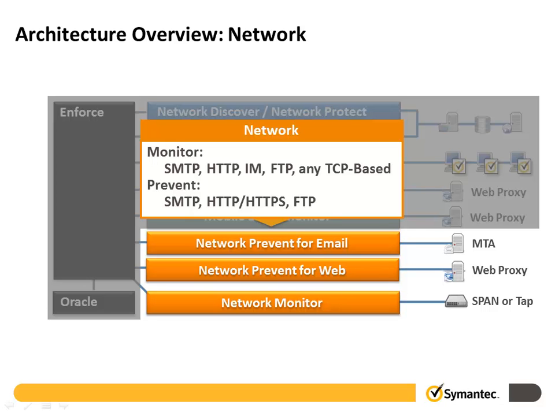For our data in motion or network features, Network Monitor monitors any TCP-based traffic such as SMTP, HTTP, IM and FTP. Network Prevent for email and web. These monitor the SMTP protocol, HTTP, HTTPS and FTP.